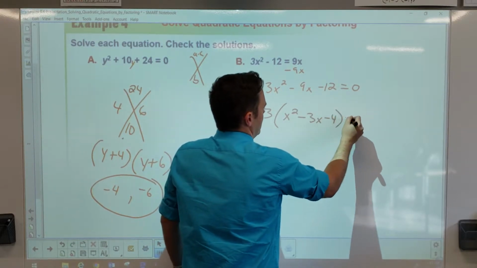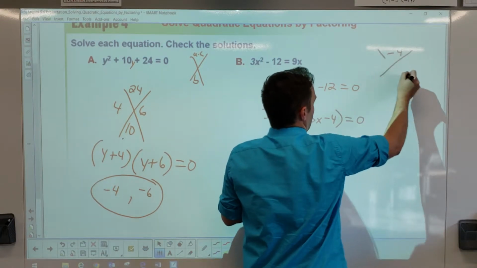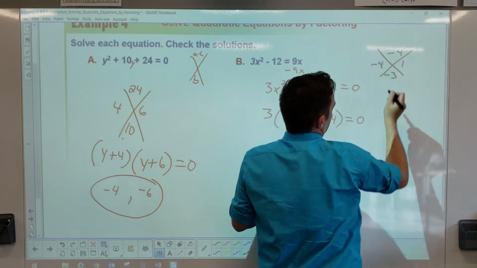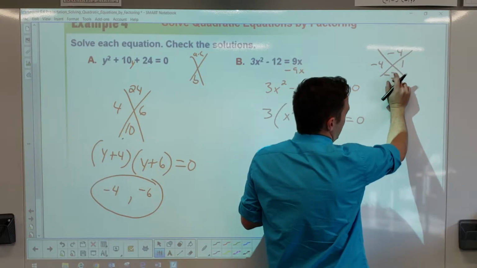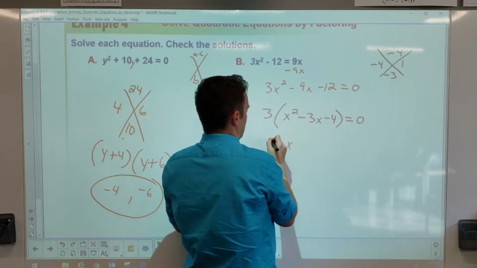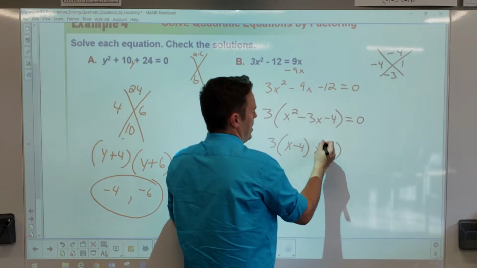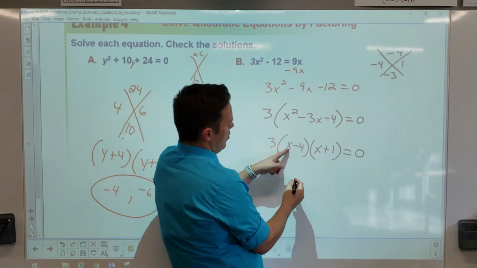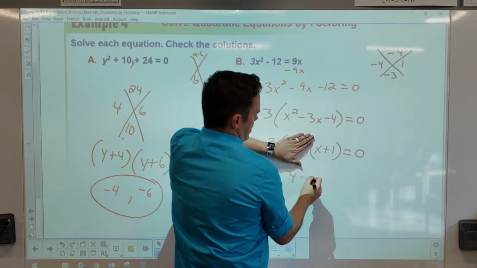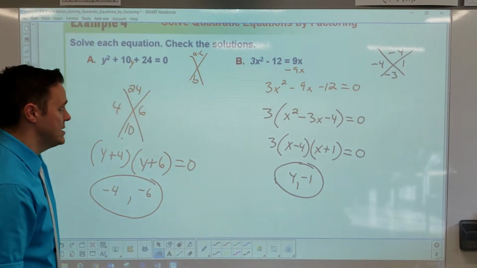Okay? All right, now you set your x up, so it's going to be negative 4 on top, negative 3 on the bottom, and this would be negative 4 and a 1. So negative 4 plus 1 is negative 3, times them together it's negative 4. So your answer is going to be 3 on the outside, x minus 4, x plus 1 equals 0. So what number would make this 0? 4, and this one, negative 1. Okay? So there's your answer right there.